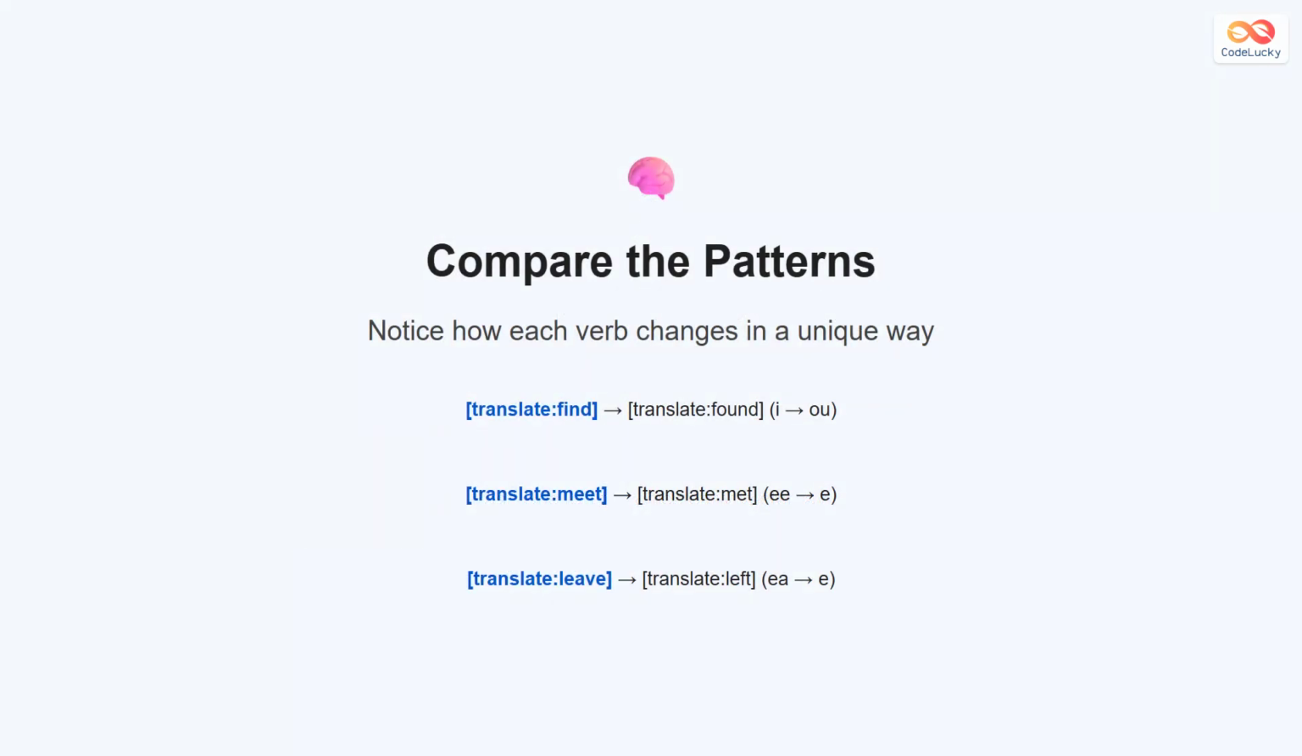Each verb changes differently, so it helps to compare their patterns. Find becomes found, where I turns into O. Meet becomes met, where double E becomes a single E. Leave becomes left, where EA changes to E. These changes may look random, but with practice, you will begin to recognize how irregular verbs behave in groups.